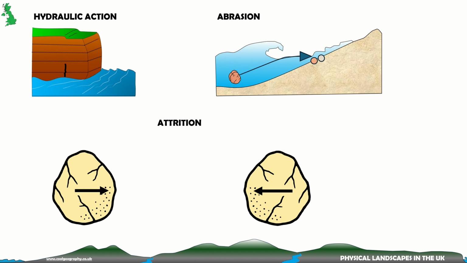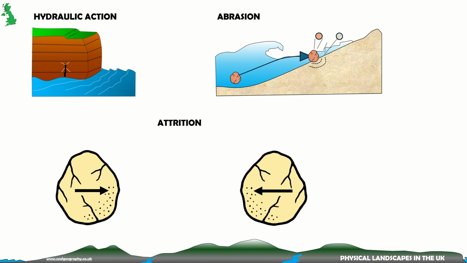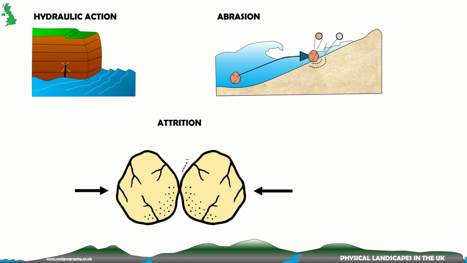So if we look at that graphically, we've got hydraulic action: the wave goes into the crack, the wave goes out again, exerts a force, and that gives us hydraulic action. Abrasion: a rock goes up the coast, hits the coastline, and breaks bits off. Or attrition: two rocks in transit hit together and bits break off.